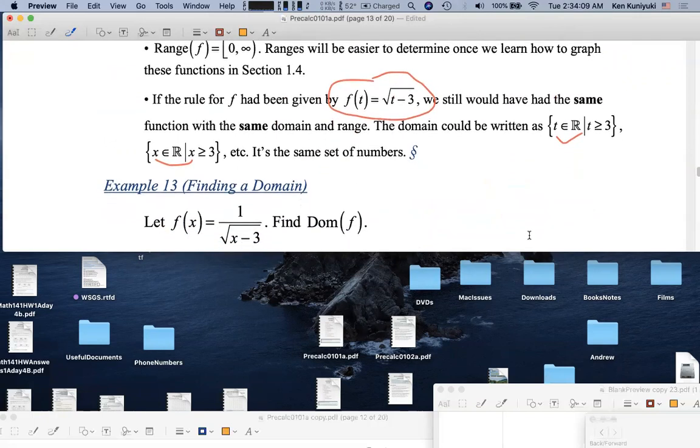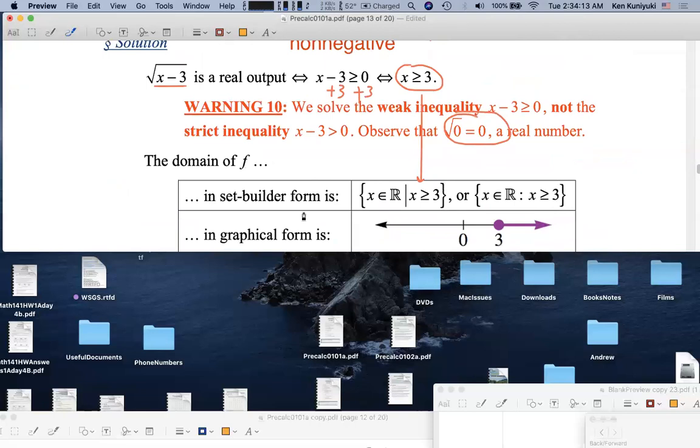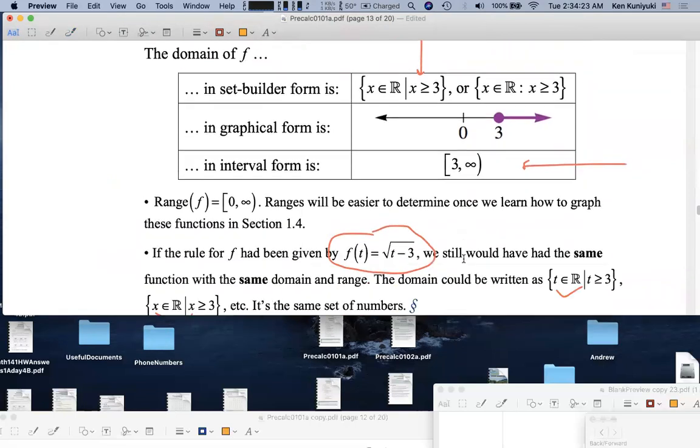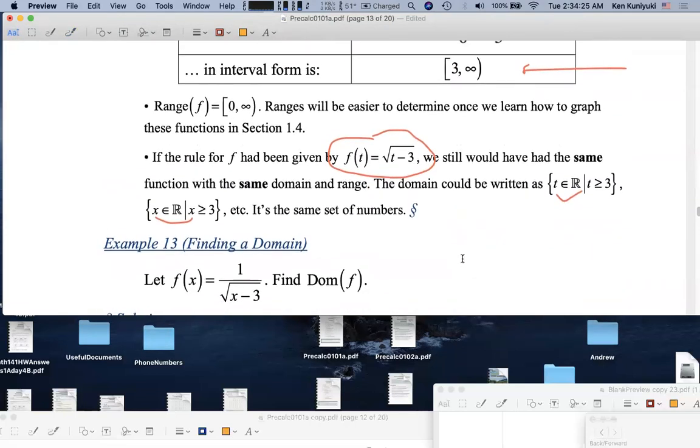How would this domain be different? We just found the domain for root x minus 3, the set of all real numbers greater than or equal to 3. How about f of x equals 1 over the square root of x minus 3? What happens is that radical is in the denominator. How would the domain be different?